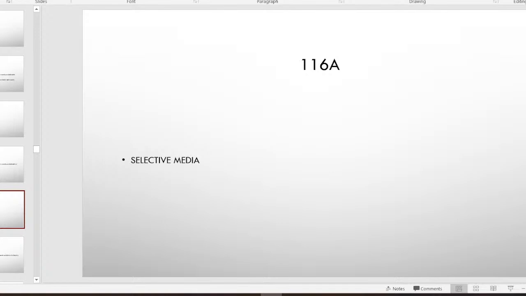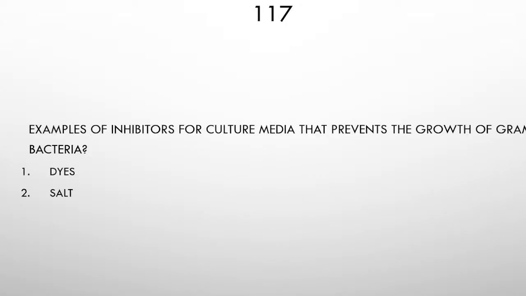What are the inhibitors present? It has crystal violet and bile salts. It prevents the growth of gram-positive organisms, specifically gram-positive cocci. All right? Has crystal violet and bile salts. It prevents the growth of gram-positive organisms. All right? Next, examples of inhibitors in culture media that prevent the growth of bacteria.